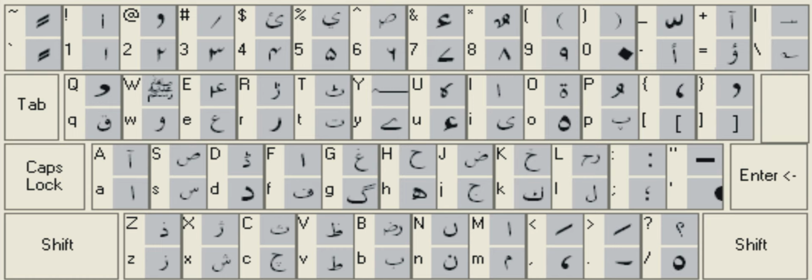Saraiki is the first language of about 20 million people in Pakistan. Its territory ranges across southern Punjab, parts of southern Khyber Pakhtunkhwa, and some border regions of northern Sindh and eastern Balochistan.